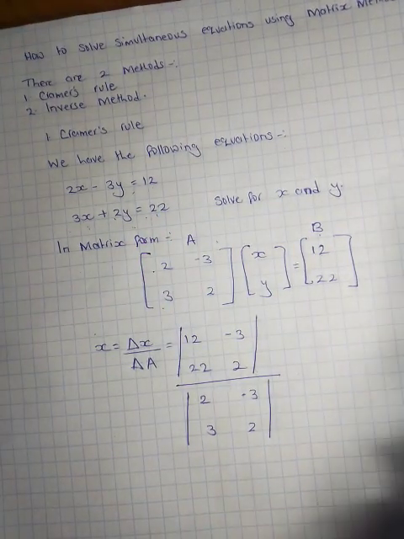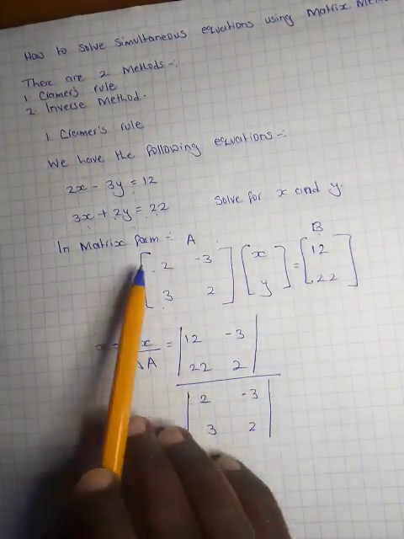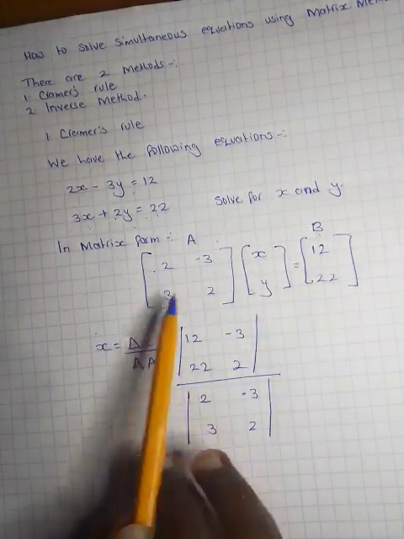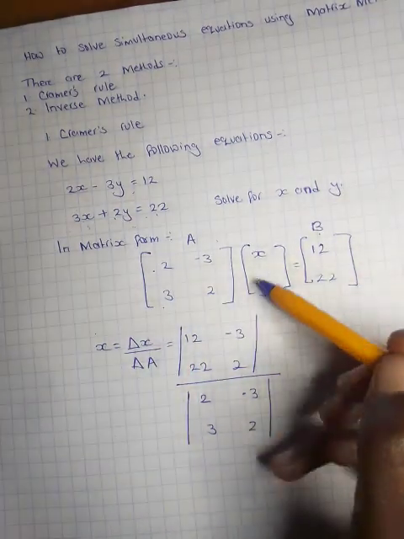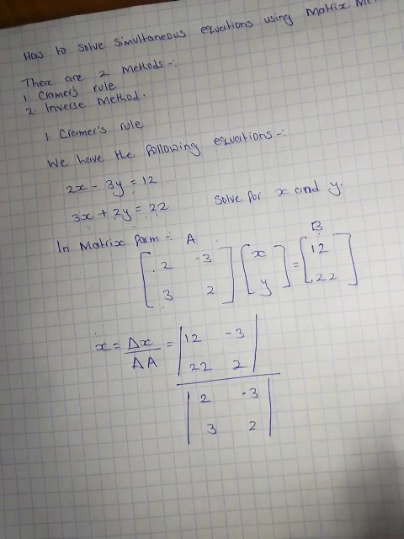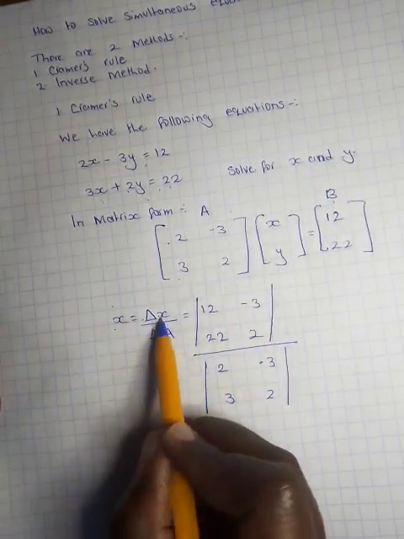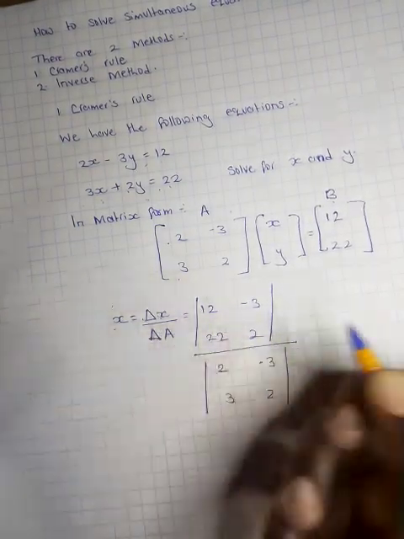The first thing you do is to write the equation in matrix form. Just take it as it is: 2, 3, negative 3, 2, then write x, y equals 12, 22. Now, how do you get x? You get x by delta x over delta a.